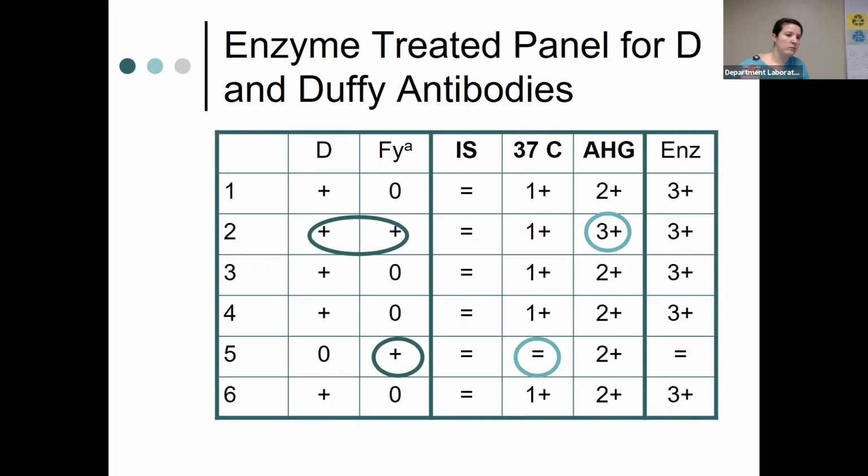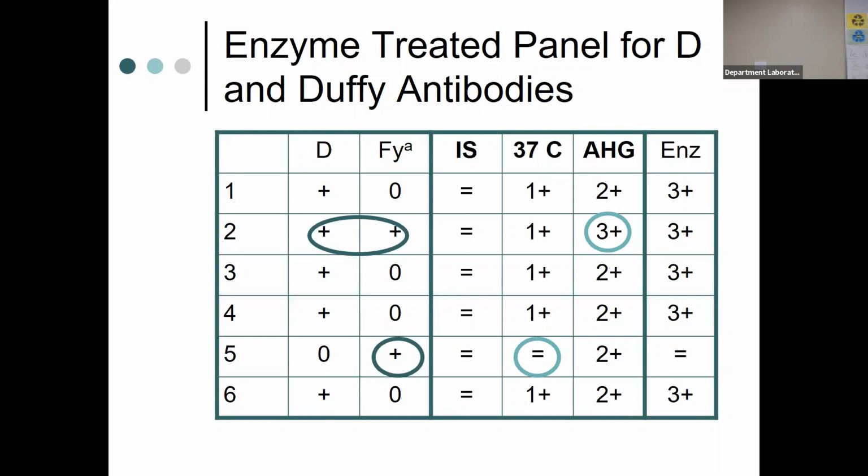So what would you do after the enzyme treatment and you still don't have three negatives? So after enzyme treatment, you still have a lot of positive cells. That's a really good question. What could you do? Do you know what your two probably primary antibodies are? We still need to find out if there's anything else going on. What could we do? Does anybody remember what we talked about?